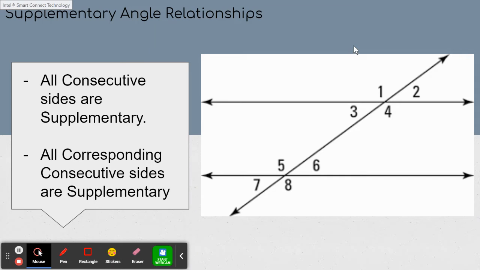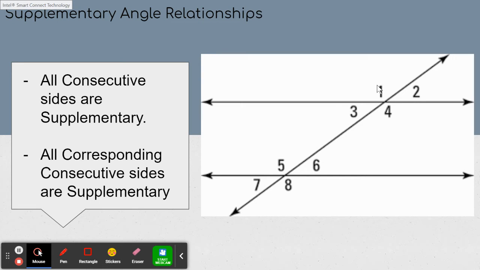All right, so we're going to go ahead and talk about supplementary angle relationships and transversals. One thing you need to know is all consecutive sides are supplementary. When I talk about consecutive sides, that just means the ones that are right next to each other. They're neighbors. So 1 and 2 are consecutive, 1 and 3 are consecutive.